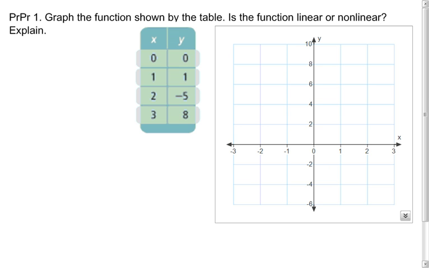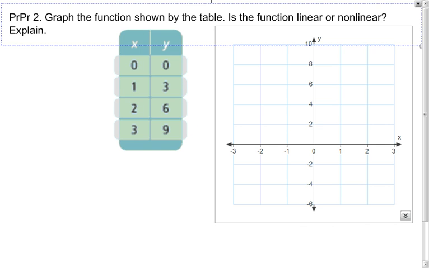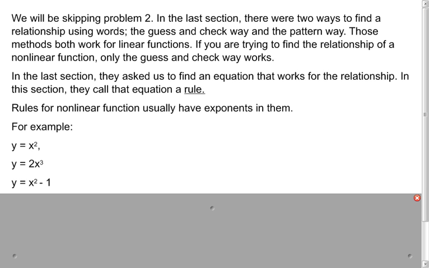Practice problem for you. There's a table, there's a graph. Check to see with the table if it's going to be linear or nonlinear, and then double check it with the graph. Same thing for practice problem number 2. We're going to be skipping problem number 2.